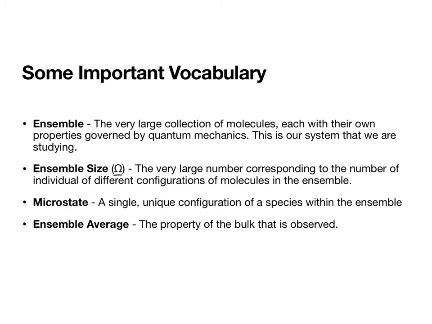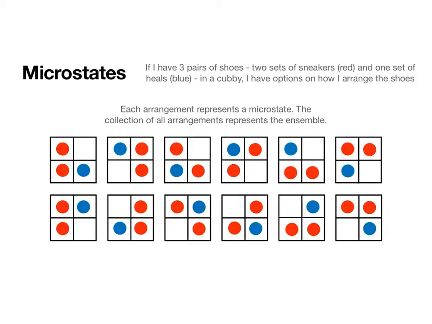A microstate is a single unique configuration of a species within the ensemble, and the ensemble average is the property of the bulk that is observed. Okay, let's talk microstates a little bit more.